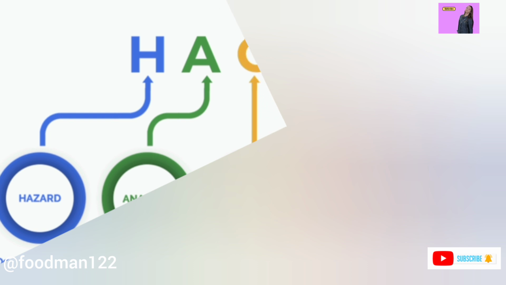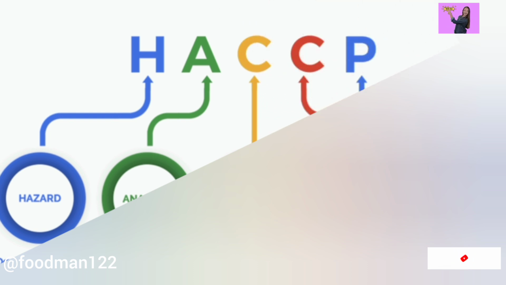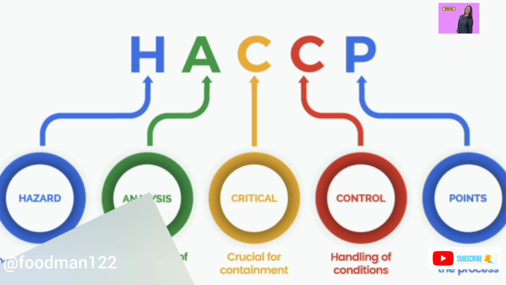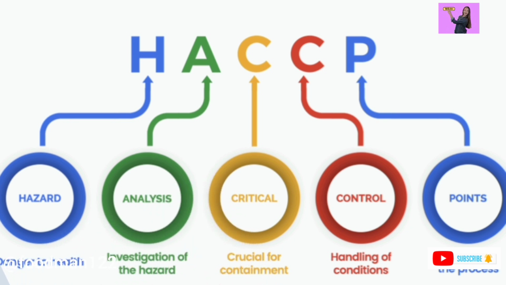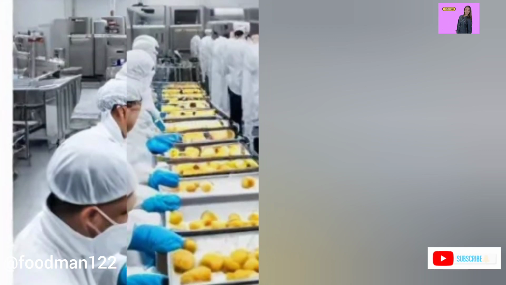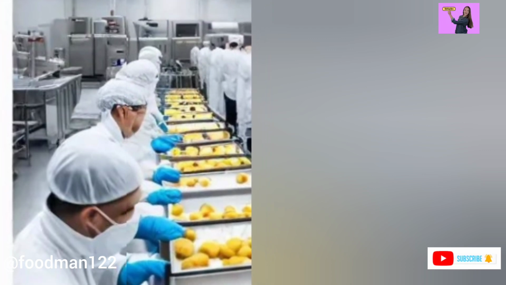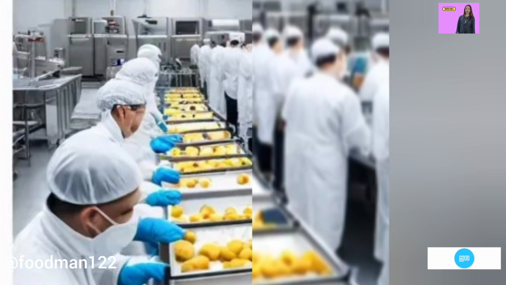Guide to HACCP, hazard analysis and critical control points. Visual: clean food production facility. People wearing protective gear, clean equipment, organized workspace. Voiceover: Welcome to our comprehensive guide on HACCP, or hazard analysis and critical control points. HACCP is a systematic approach used by the food industry to ensure food safety by identifying, assessing, and controlling potential hazards at various stages of production. In this video, we'll break down the essential steps of HACCP, explain its importance, and guide you through its practical application in food businesses.